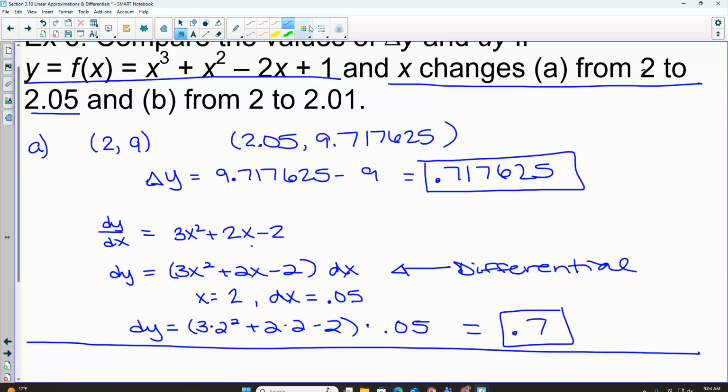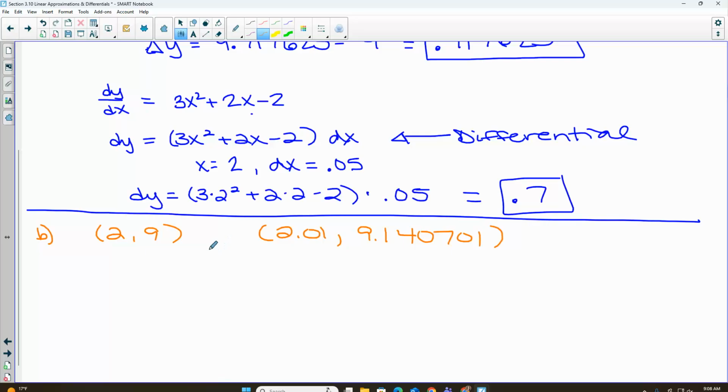I want you guys to try B, where it changes from 2 to 2.01. I want you to find both the change in y and dy for that scenario. So you plugged 2 and 2.01 in. So our actual change in y, if we subtract those y values, ending minus beginning, we get 0.140701.